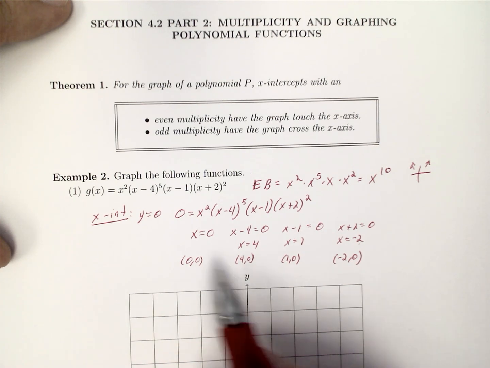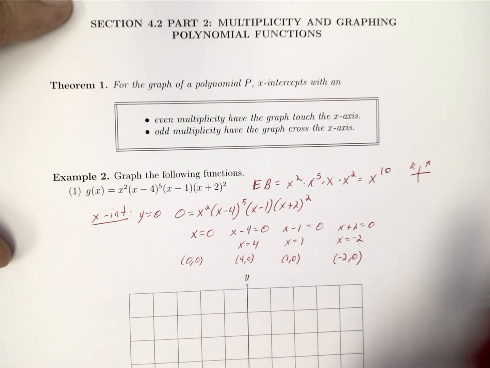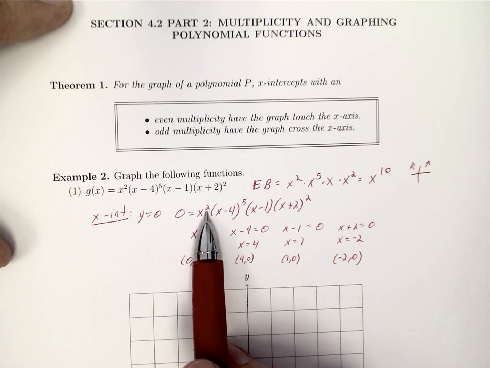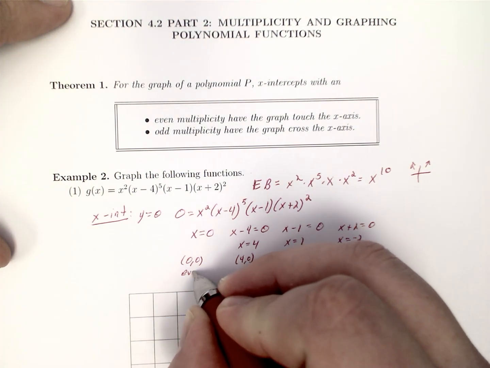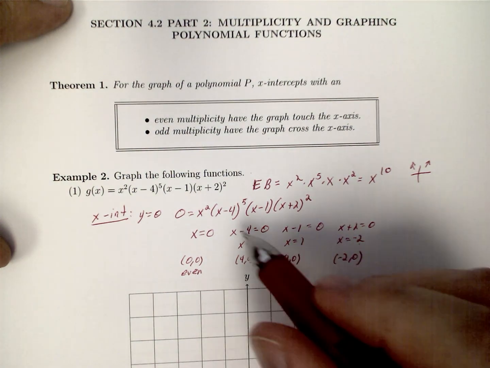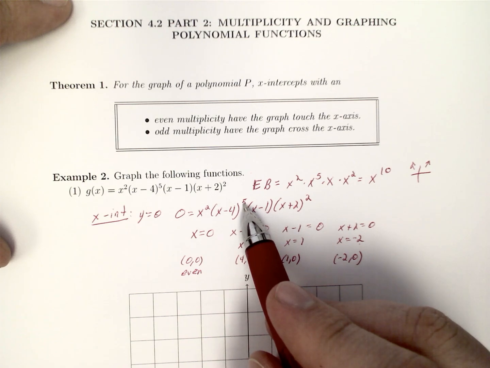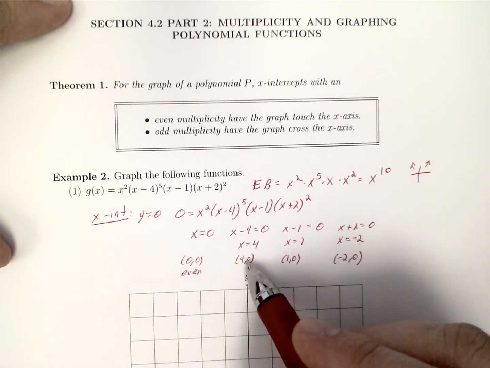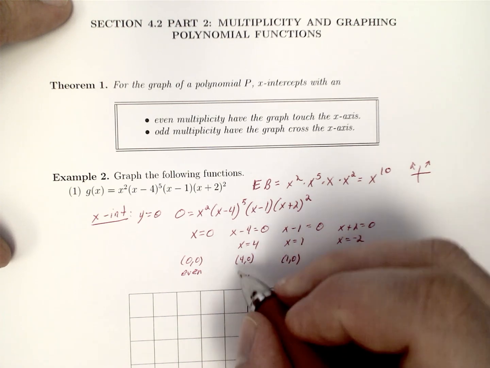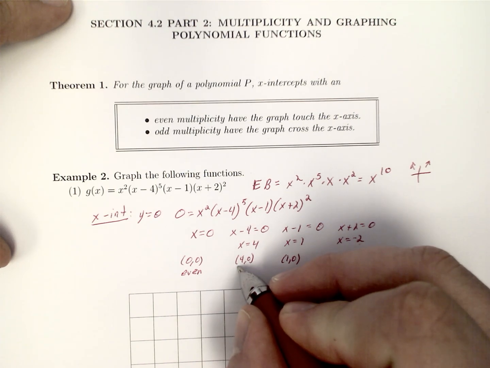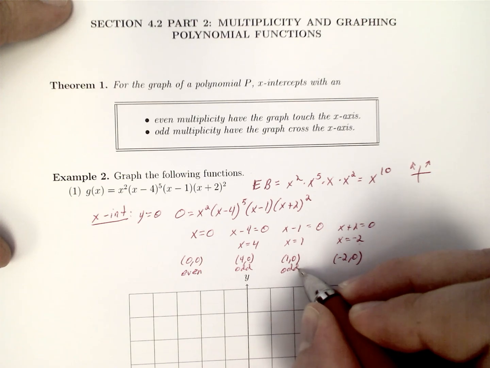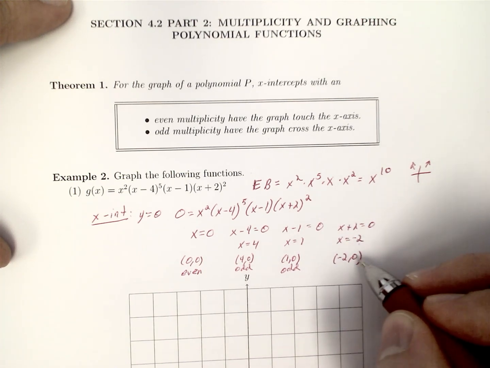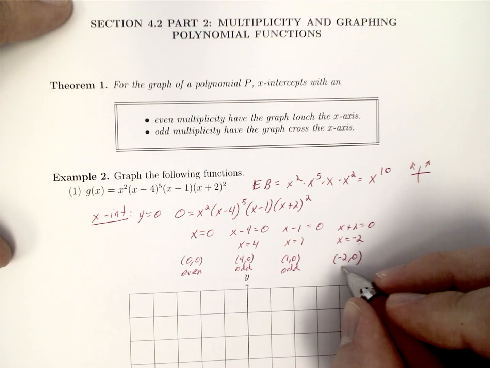And then all of these have associated multiplicity. The multiplicity deals with the exponent there. So this is an exponent of 2, and 2 is an even number, so we have even multiplicity. We can just put down even. To the fifth power for this x-intercept is odd. To the first power is also odd. And negative 2, 0 came from this squared part, so even.